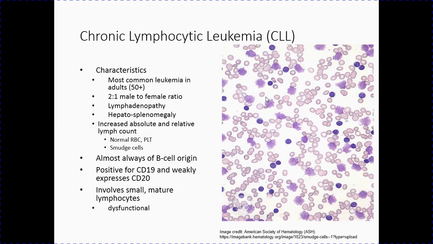CLL is almost always of B-cell origin, and it will be positive for CD19 and unusually weakly expresses CD20, whereas typical mature lymphocytes, I believe, will express CD20 much stronger. And again, we're going to see these small, perfectly sized mature lymphocytes, and they look normal. This is one of those cases where I said at the beginning that they can have a nice normal morphologic appearance, but be dysfunctional. This is one of those cases.